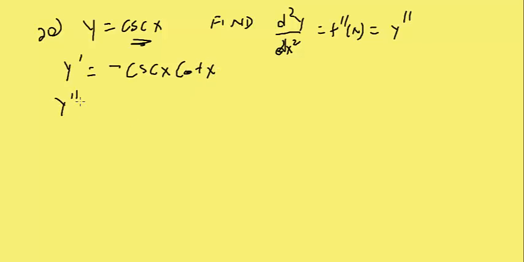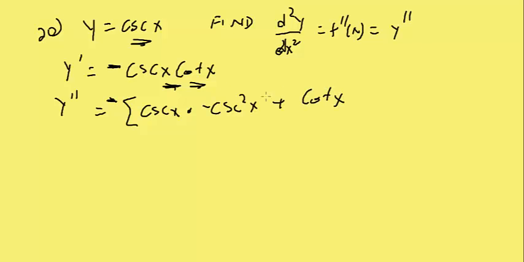Then when I take the second derivative of this, I have to use a product rule. I'm going to go ahead and get rid of the negative sign to the outside, set it aside in the front, so I don't lose it. And I'm going to have to use a product rule here. First, cosecant of x times the derivative of the second, which is negative cosecant squared x, plus the second, which is cotangent of x, times the derivative of the first one, which is negative cosecant of x times cotangent of x. And there it is, that's the second derivative.